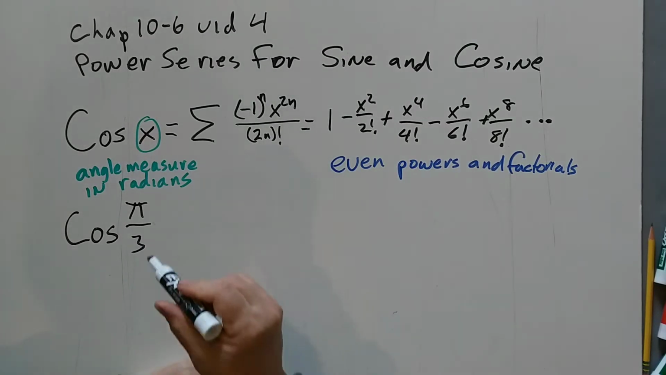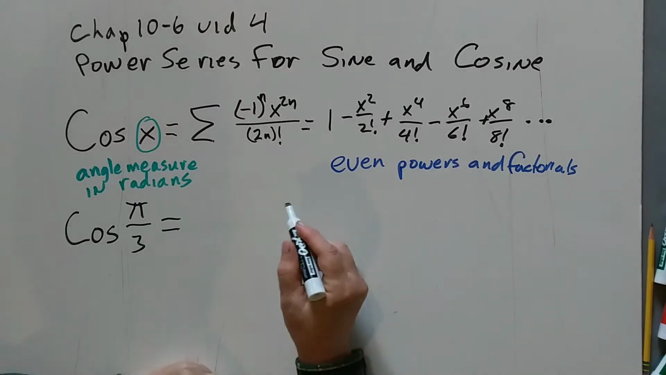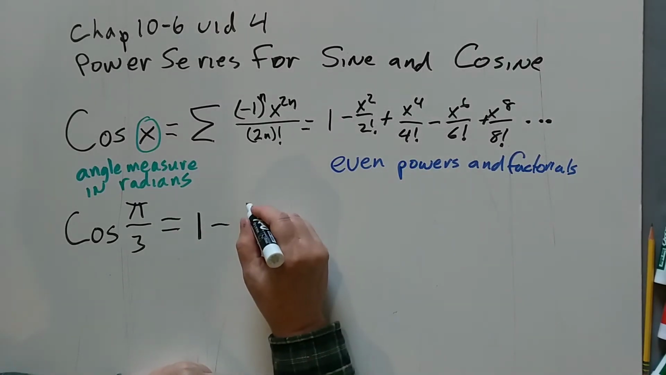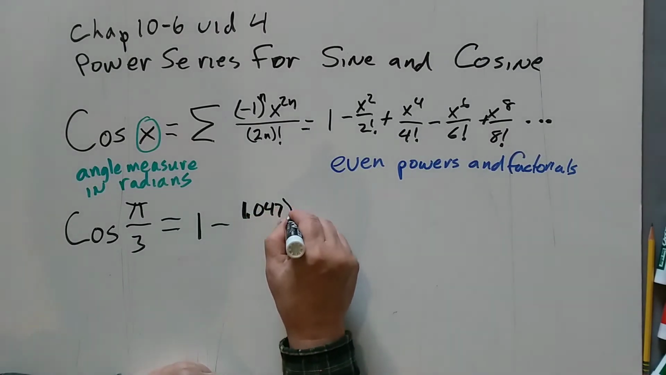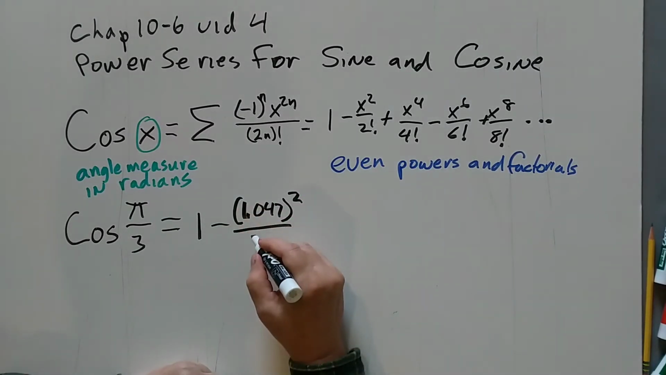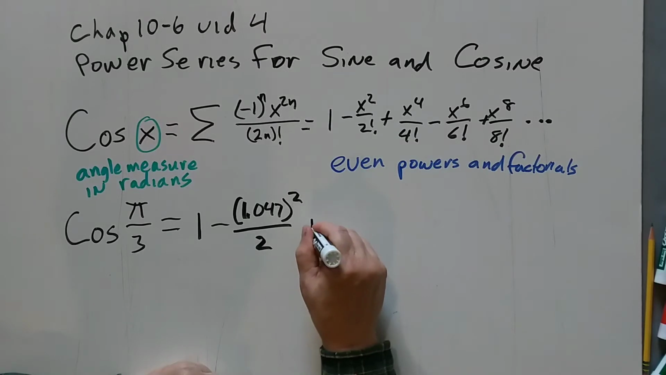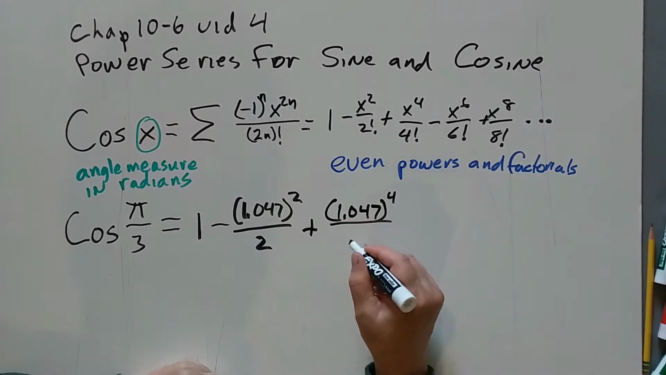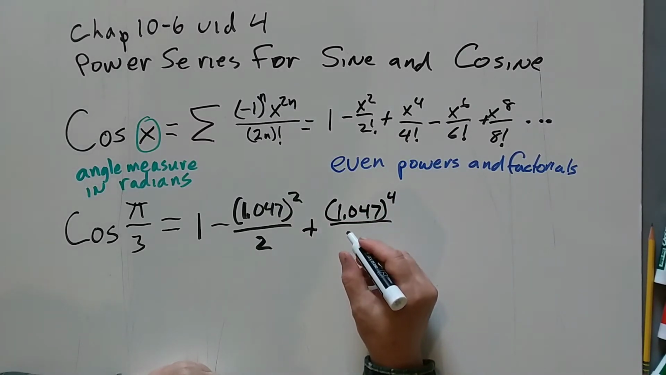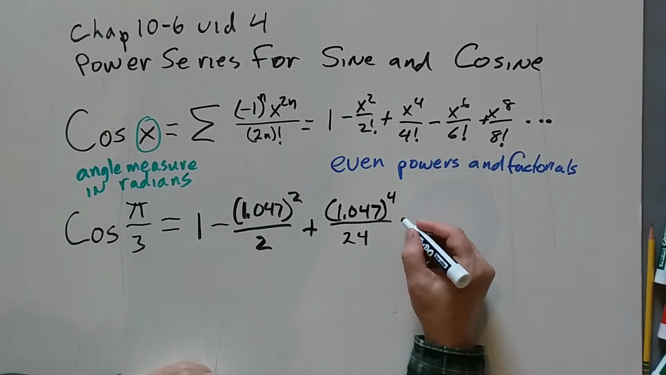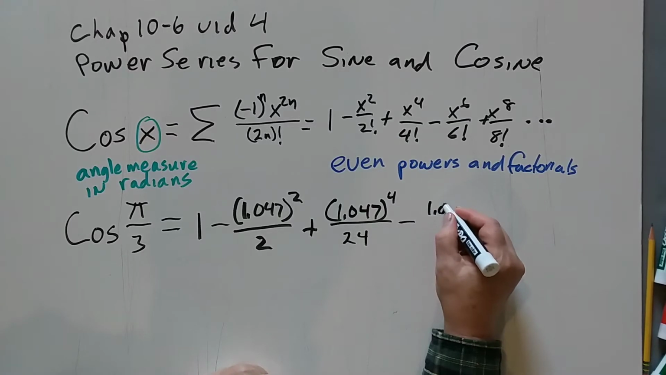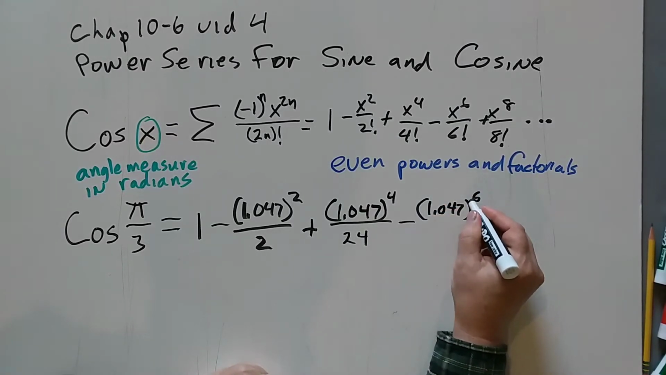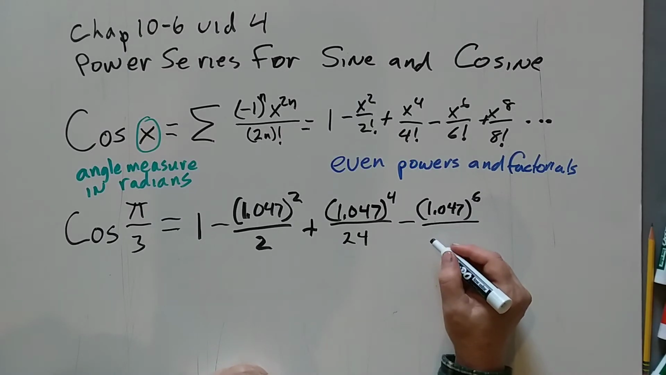In this case, that would be 1 minus pi over 3 is 1.047, so 1.047 squared over 2 factorial is 1 times 2, which is 2, plus 1.047 to the 4th power. 4 factorial is 1 times 2 times 3 times 4, which is 24, minus 1.047 to the 6th power divided by 6 factorial. 1 times 2 times 3 times 4 times 5 times 6 is 720.